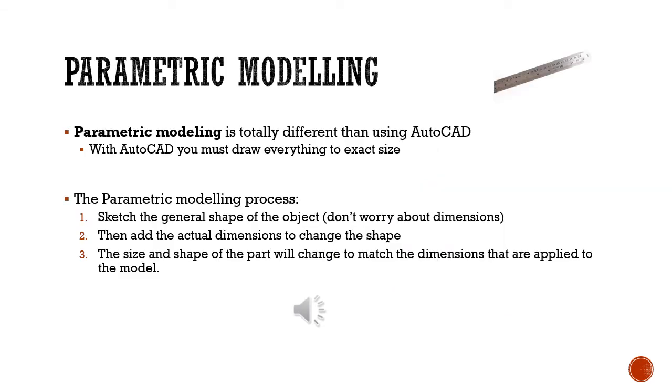SolidWorks uses parametric modeling, similar to what we saw with Inventor, whereas if you compare it to AutoCAD, what you had to do was draw everything to exact size. With parametric modeling, what you're going to do is sketch the general shape. You don't have to be too concerned about the dimensions, and then add the actual dimensions to change the shape to meet the dimensions. And what happens is the size and shape of the part is going to change to match the dimensions that you apply.